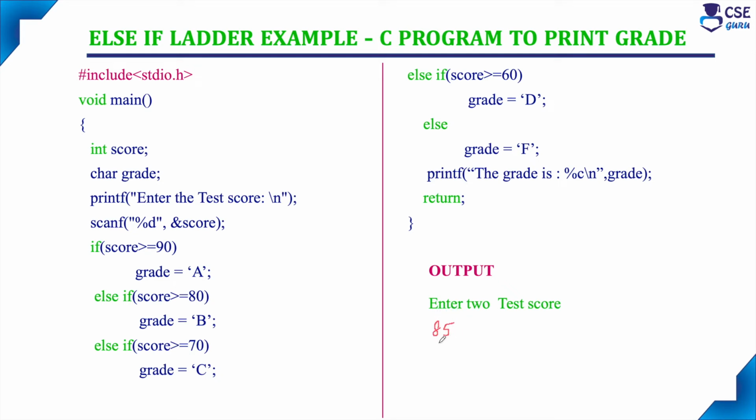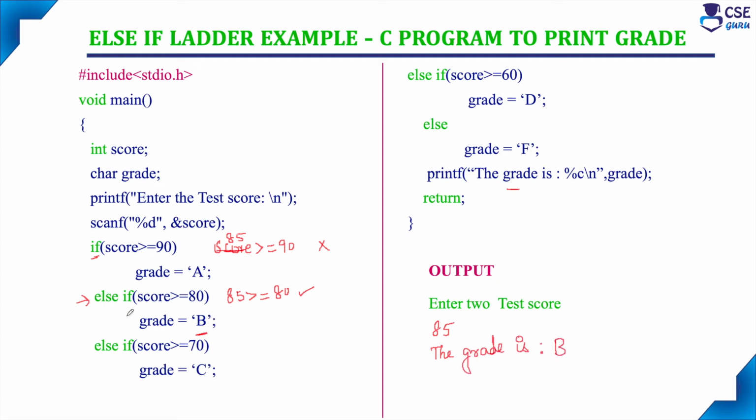If the test score is 85 means, first it will check with this if condition, whether score is greater than or equal to 90. The score value is 85. So 85 greater than or equal to 90. Condition fails. Next it will go to this else if part. Whether 85 is greater than or equal to 80. Yes, this condition is true. So grade it will assign as B. And using this printf statement, it will print the grade is B.